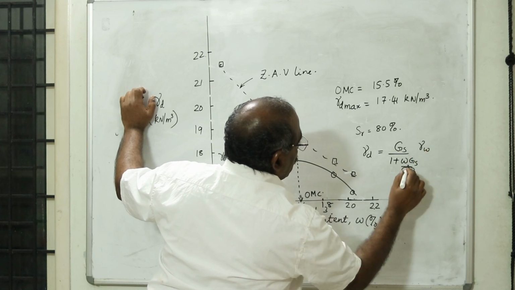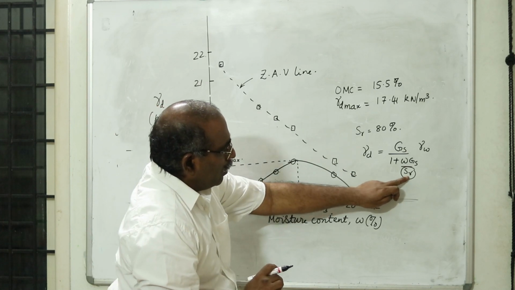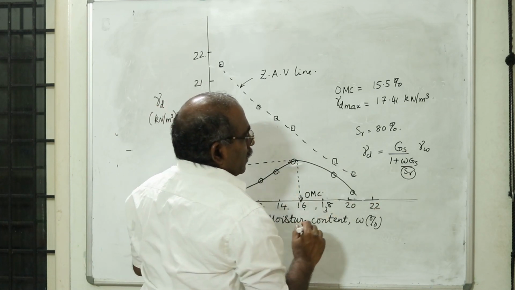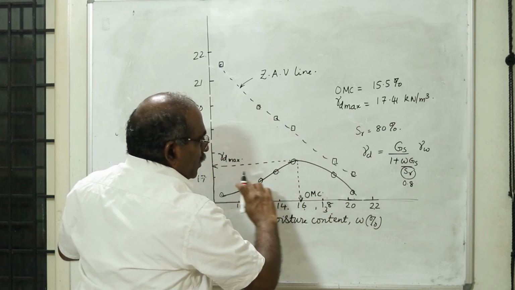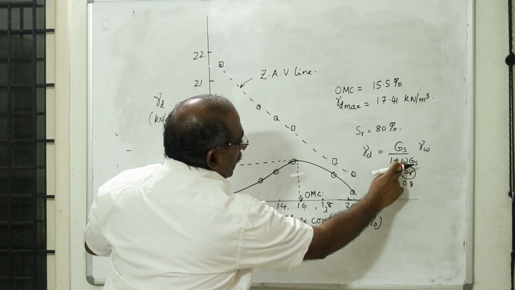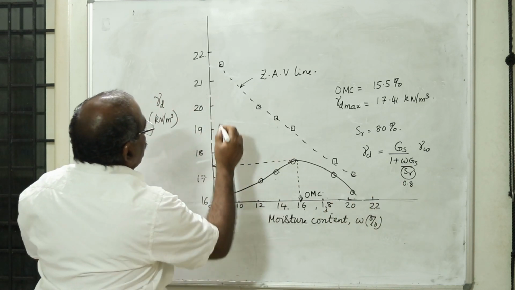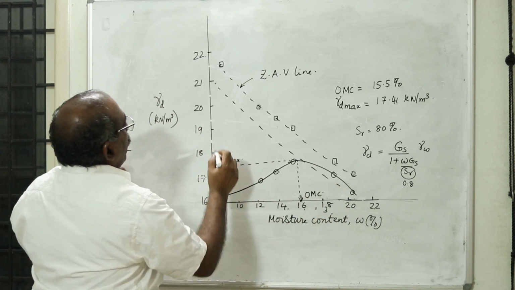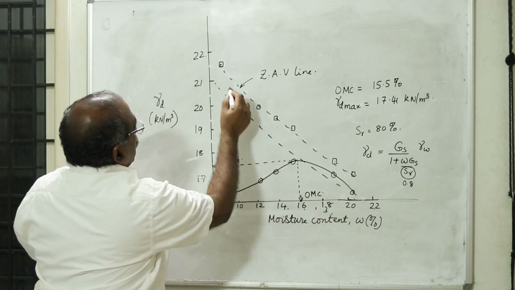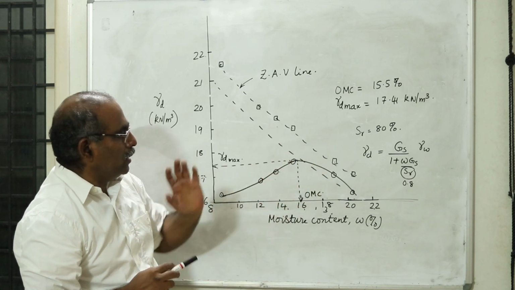Now here, in the first case, to get this ZAV line, I substituted Sr as 1, or 100%. In this case, you substitute 0.8, and similarly have a tabular column, and corresponding to each water content, using 80% degree of saturation, you can get the values. Then you will get one more line like this. This may be the 80% saturation line. You may have a 70% or 90% saturation line, depending upon whatever they ask in the numerical, you can solve that.